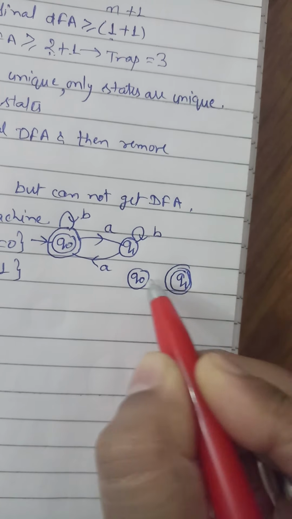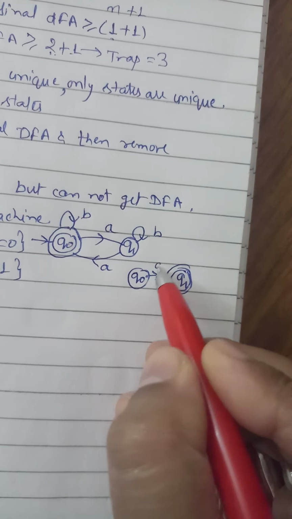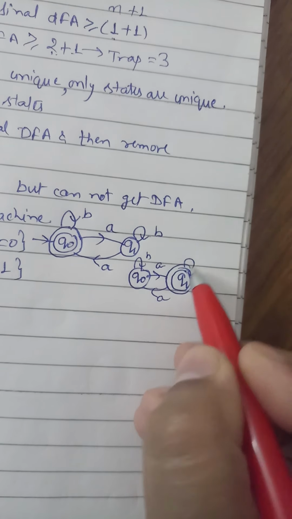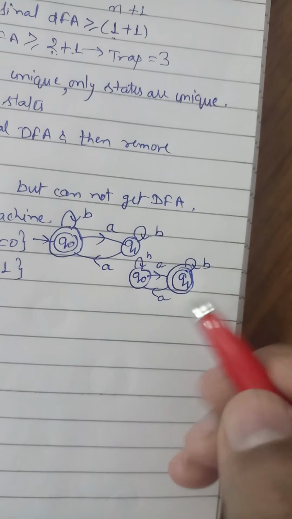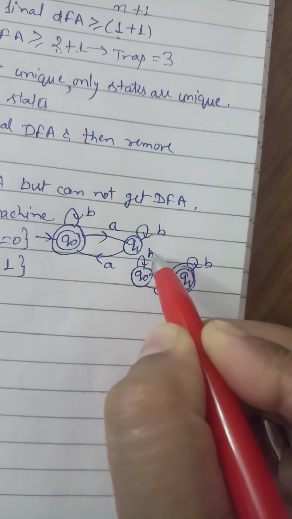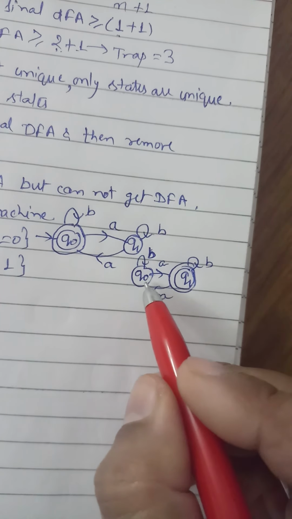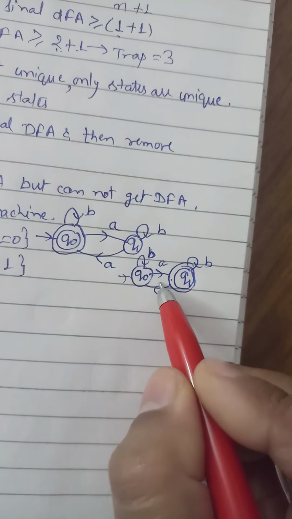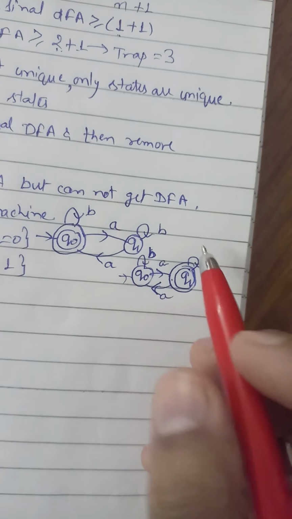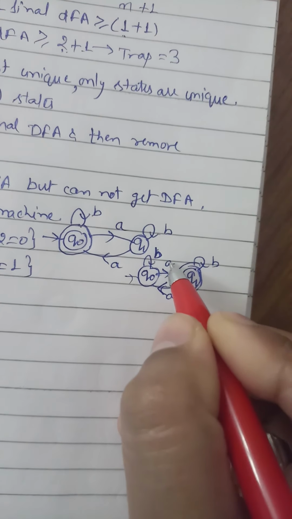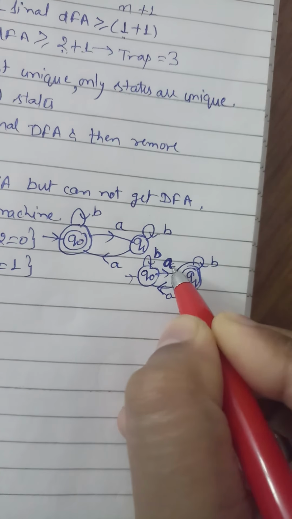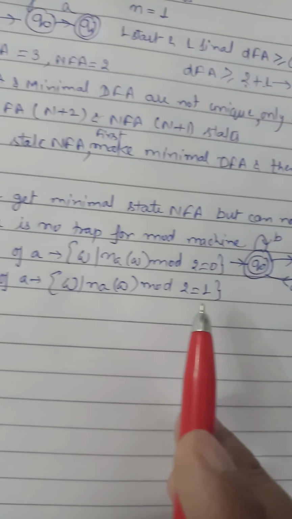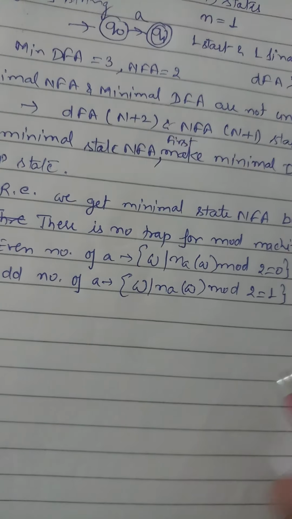Now Q1 will be the final state because we need an odd number of A's. B can simply be a loop because there is no restriction on B. So the first time it runs, we get 1A, the second time 3A, the third time 5A, and so on. So this is a mod machine for an odd number of A. That's why mod 2 is equal to 1, because this is for an odd number of A.